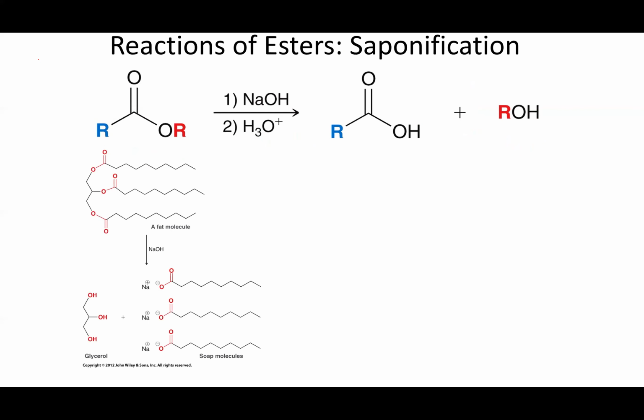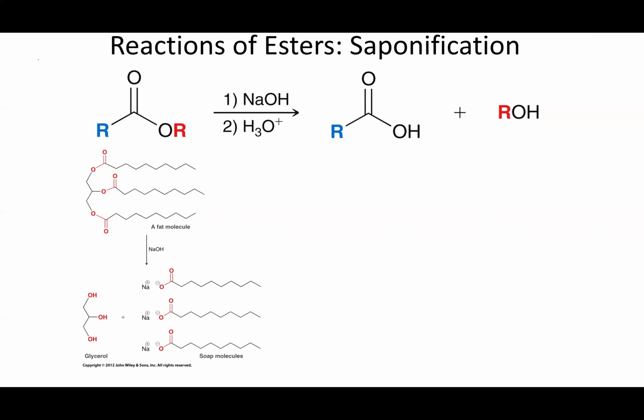So let's move on and look at some reactions of esters. And this one is, I guess, kind of timely. It's the reaction that's used to make soap. Soap, of course, being one of our main ways to help prevent the spread of COVID-19. And it's a reaction that's been known for a long time.